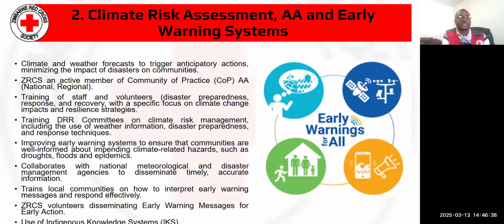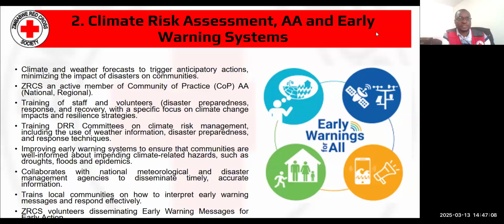And we are doing this at national level, where we're an active participant in the community of practice on anticipatory action. We are also participating at regional level as Zimbabwe Red Cross on anticipatory action activities. And we have also trained staff and volunteers on disaster management, disaster preparedness, response, recovery, and other activities that we are doing. And also in terms of capacity building, we establish and train committees on climate risk management at community level, as these are expected to be our first responders when a disaster strikes.